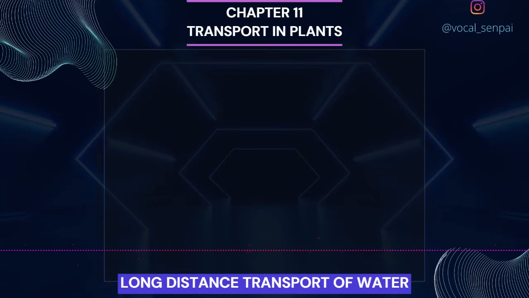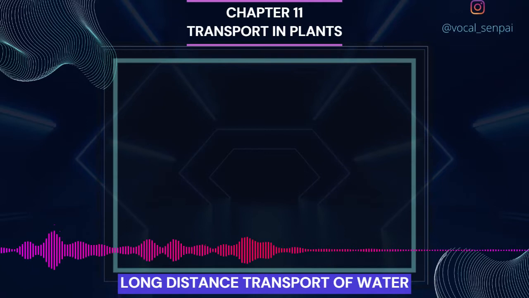In large and complex organisms, often substances have to be moved to long distances.